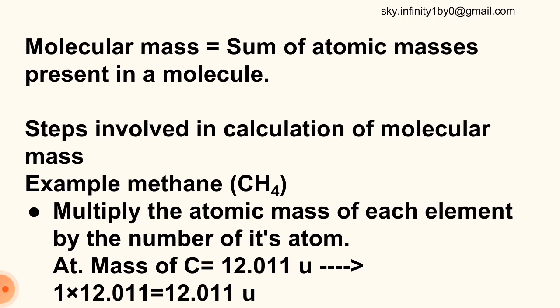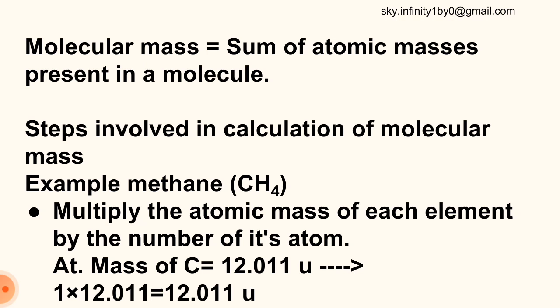Now let's look at what is molecular mass. It is the sum of atomic masses present inside a molecule. A molecule is a combination of two or more atoms. So you have to calculate the molecular mass using their individual atomic masses. And if a molecule has more than one atom of the same element, then the number of atoms can be multiplied. We shall look at this molecular mass by considering an example of methane.